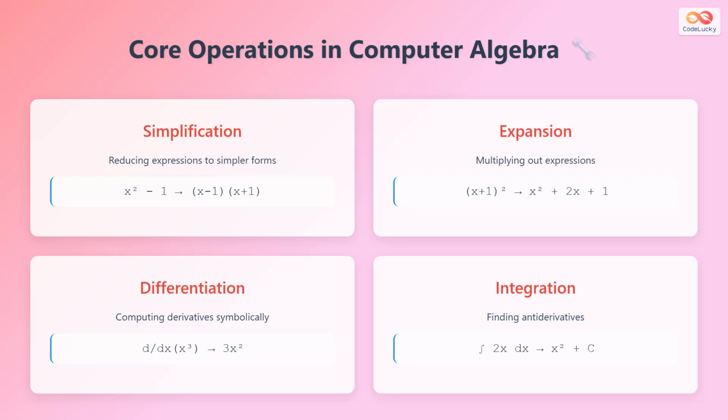Differentiation is another key operation, where derivatives are computed symbolically. The derivative of x cubed with respect to x is 3x squared. Finally, integration involves finding antiderivatives, such as the integral of 2x with respect to x being x squared plus a constant c.